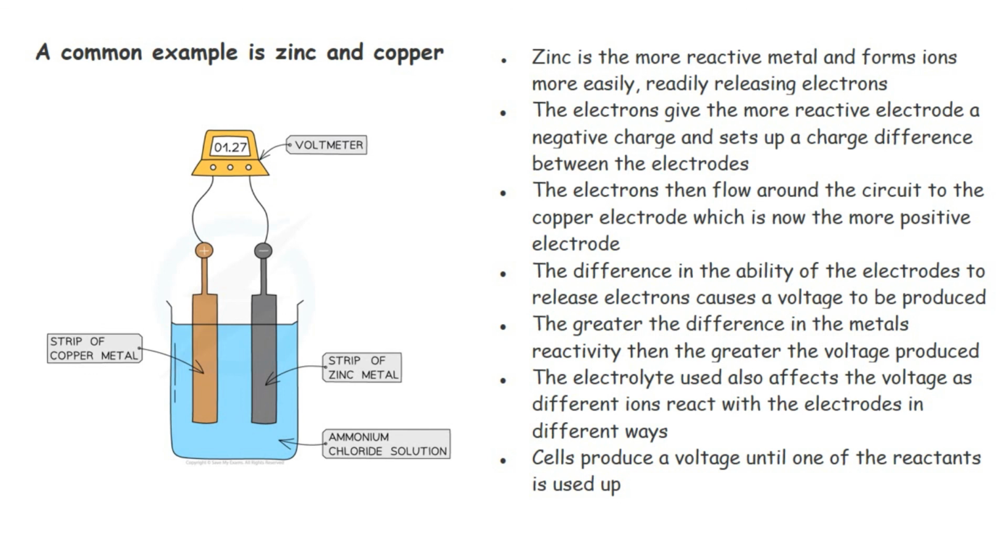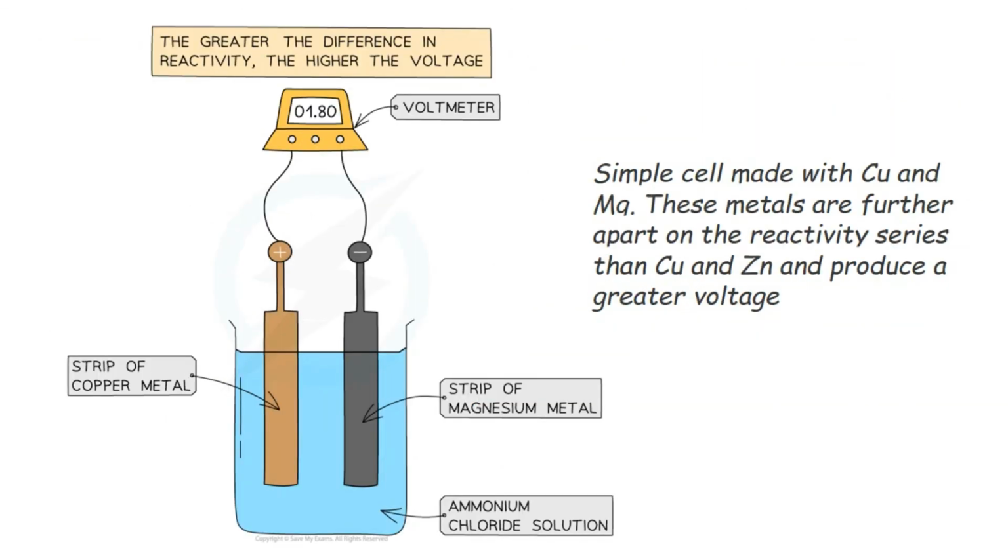The difference in the ability of the electrodes to release electrons causes a voltage to be produced. The greater the difference, the greater the voltage produced. The electrolyte used also affects the voltage as different ions react with the electrodes in different ways. Cells produce a voltage until one of the reactants is used up. So this is an example for copper and zinc, and you will see a voltage there. Here 1.27 is the voltage. The greater the difference in reactivity, the greater the voltage.